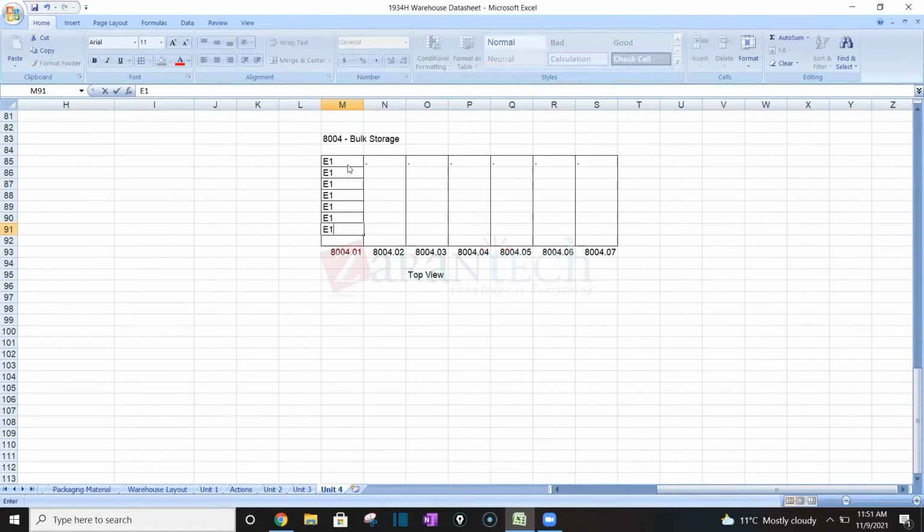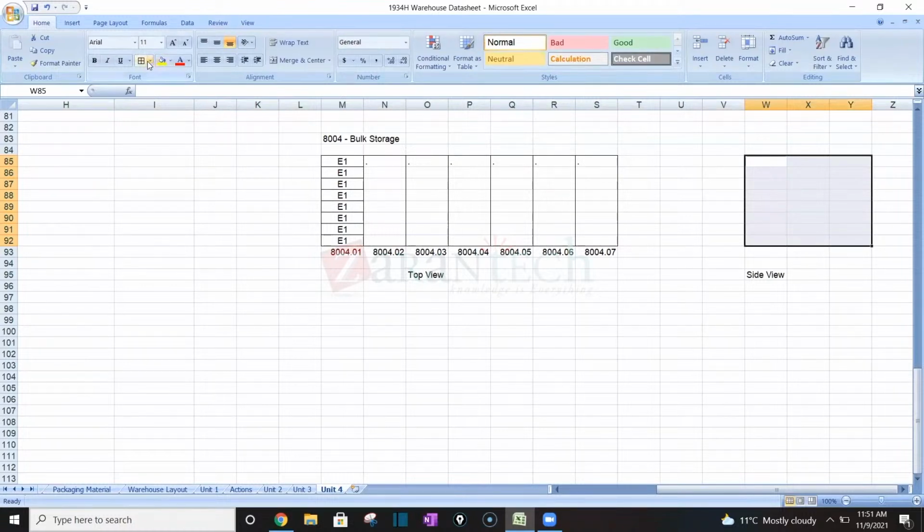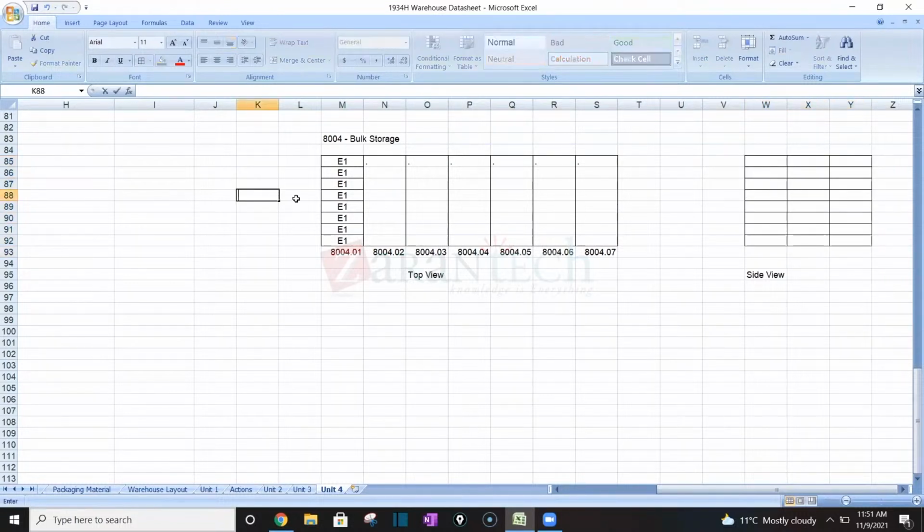Let's say we have a Euro kind of pallet in a bulk storage, and let's define our bulk storage for our pumps. If we look at bin 8004.01 from the side view, it will look something like this. Let's say it goes 3 high. So it will be 8, then 8 above that, and then 8 above that. So a total of 24 pallets can be stored in one bin.